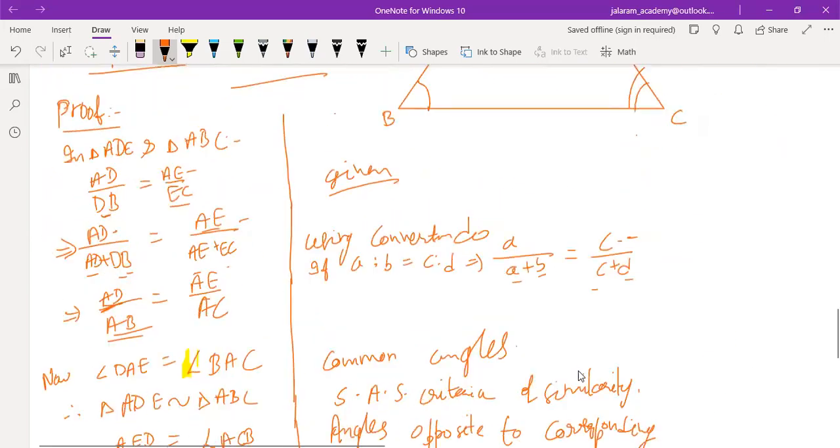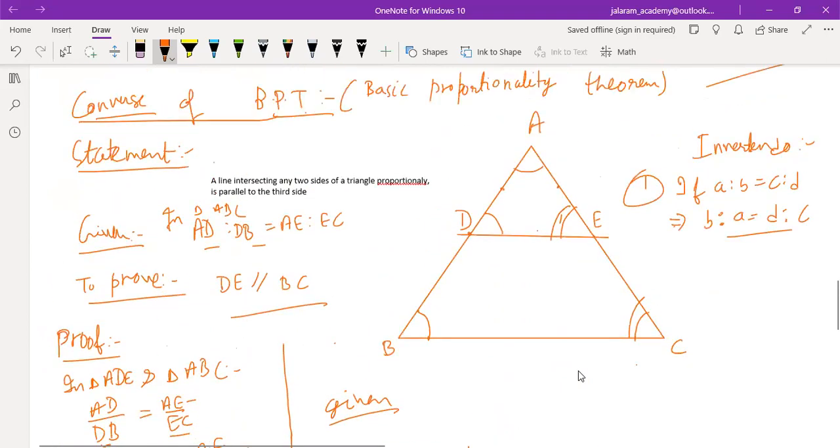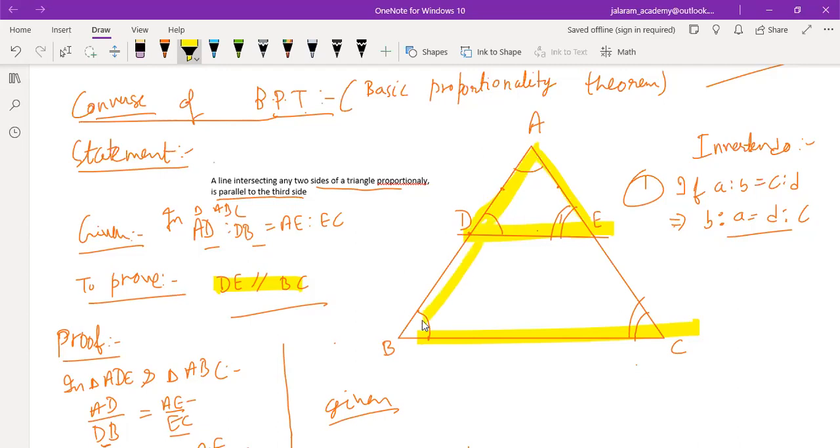This is a very easy method to prove similarity. SAS: if two sides are proportional and the angle between them is equal. So let's discuss it again. A line intersecting any two sides of a triangle proportionally is parallel to the third side. This time AD is to DB equals AE is to EC is given. And what we have to prove? We have to prove that DE is parallel to BC. For this, we will first prove the similarity of triangle AED and triangle ABC.